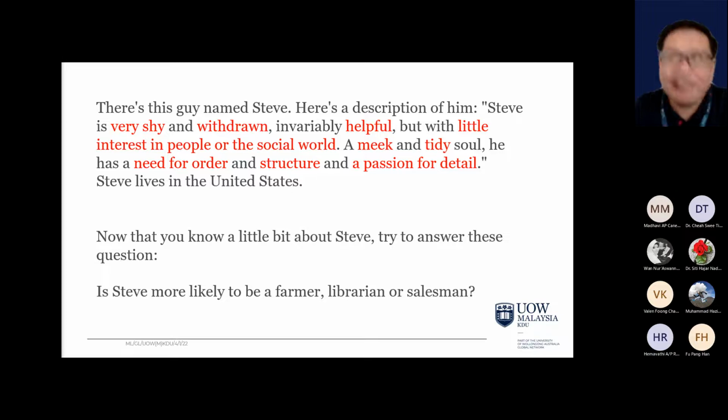Steve is very shy and withdrawn, invariably helpful, but with little interest in people or the social world. A meek and tidy soul. So he's a very meek and tidy soul. He has a need for order and structure and a passion for detail. Steve lives in the United States. So that is a description of Steve. Now that you know a little bit about Steve, try to answer this question. Is Steve more likely to be a farmer, librarian, or salesman? Write your answer in the chat.